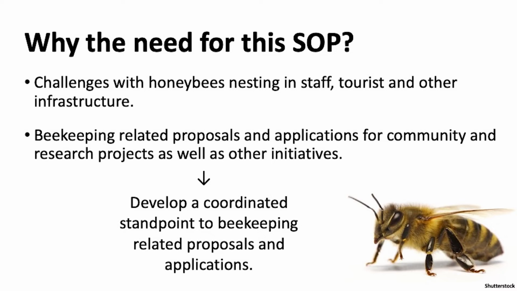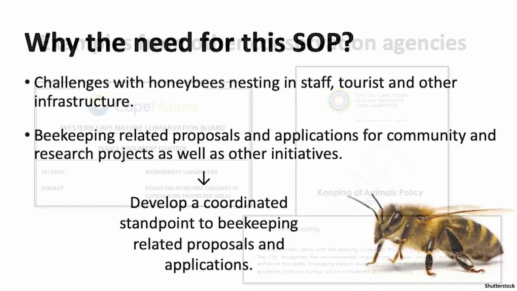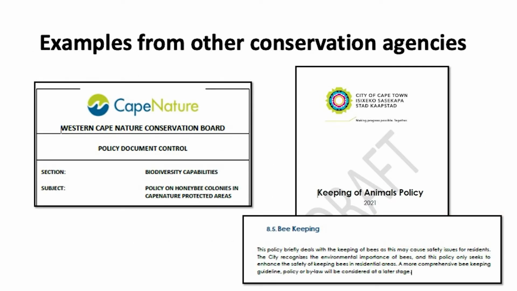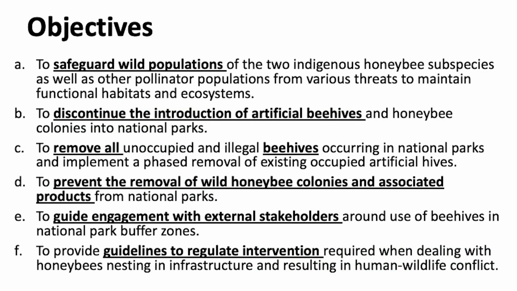So we need to find a compromise between all the different objectives or the different needs within the different departments. Other conservation agencies face similar challenges and they've put similar plans in place, especially to safeguard wild pollinators. Just to quickly touch on the objectives. As I mentioned, we want to safeguard the wild pollinator populations, particularly of the two subspecies that we've got in South Africa, but also to protect the other wild pollinator populations, and also to keep the habitats functional and also the ecosystems.